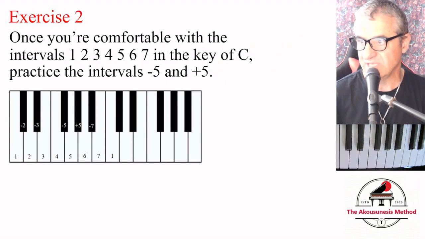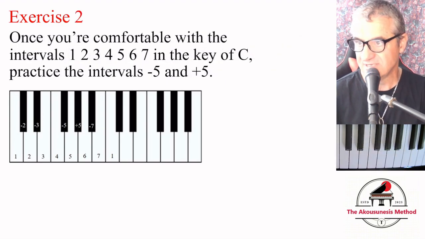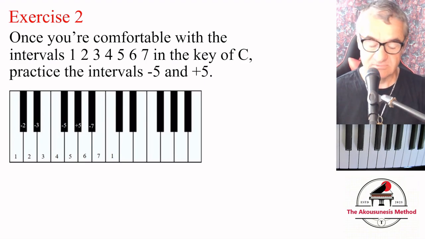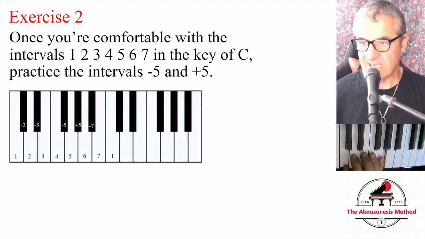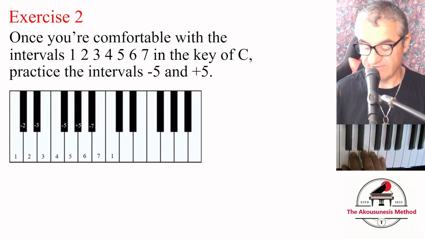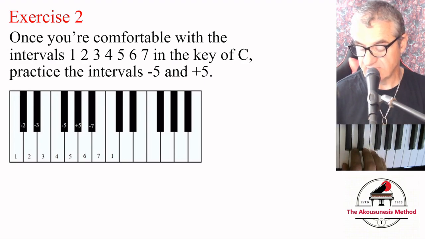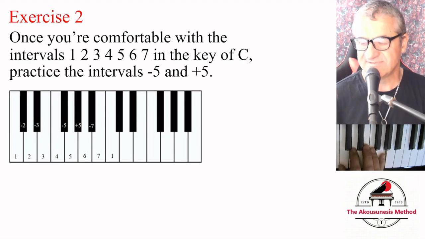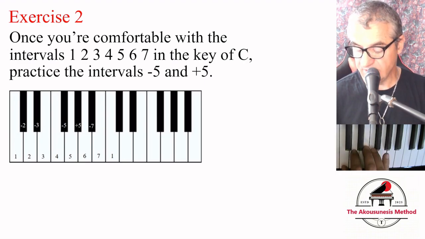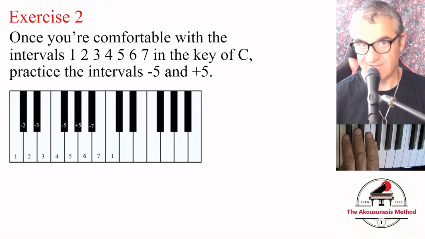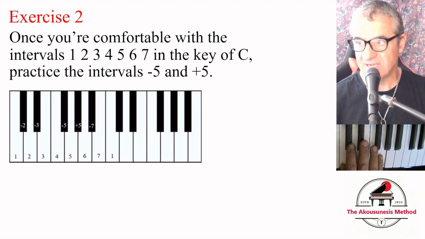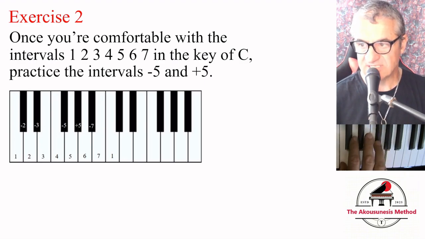Once you're comfortable with the intervals 1, 2, 3 in the key of C, we're going to practice now. Put your hand on C, the way I've got it shown here, your thumb on C, your pinky on G. Now we're going to practice the interval -5 and 5. You're going to move your pinky down to the -5, then up to the +5 and back to the 5.